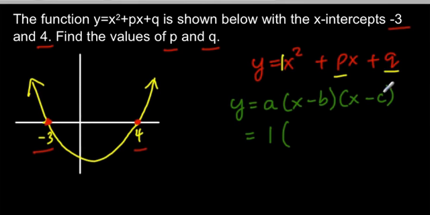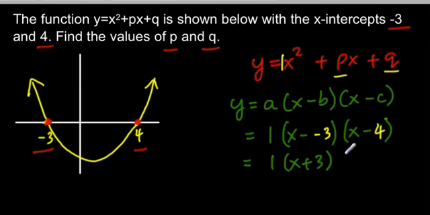Now b and c stand for the x-intercepts. So we have one x-intercept, which is negative 3. So it's x minus, maybe I'll put this in yellow, negative 3. And this is going to be x minus, and that's simply going to be 4. So if I simplify this, this is going to be 1 times, and now x minus negative 3, so that's x plus 3, and this is simply x minus 4. So here what we have is the factored form, and what we're looking for is the standard form.